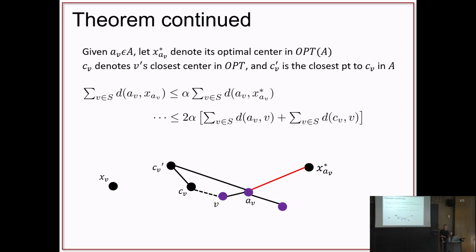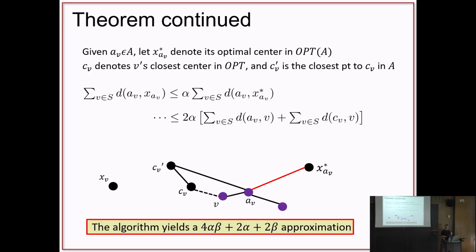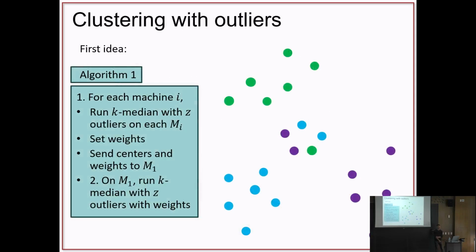Okay. So this is all I want to say about the k-median part of the theorem. So again, we get this approximation, and we can plug in the bi-criteria and the optimal to get the 6 alpha plus 2. Okay, so now I'm going to talk about how to extend this framework to handle clustering with outliers.